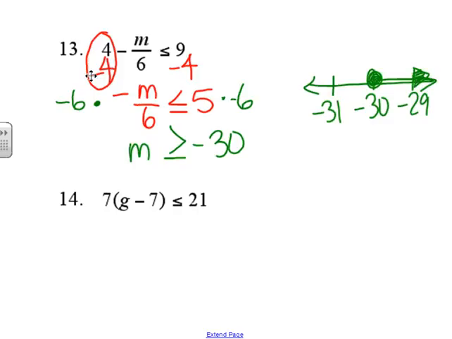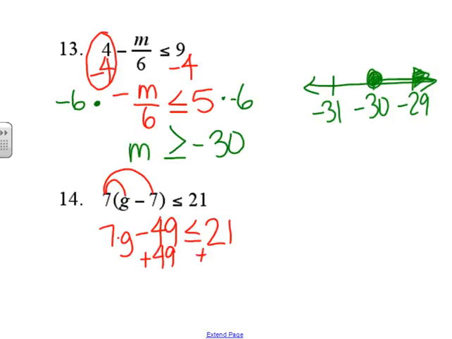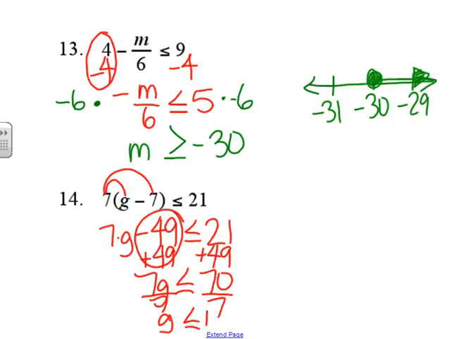All right, number 14, we need to distribute. So this means 7 times g, and then 7 times negative 7. So minus 49 or plus negative 49. It means the exact same thing. Okay, is less than or equal to 21. So now we're going to add 49 to each side. Here's your zero pair. So we get 7g is less than or equal to 70. And after dividing by 7, g is less than or equal to 10. Closed circle, ray goes to the left.